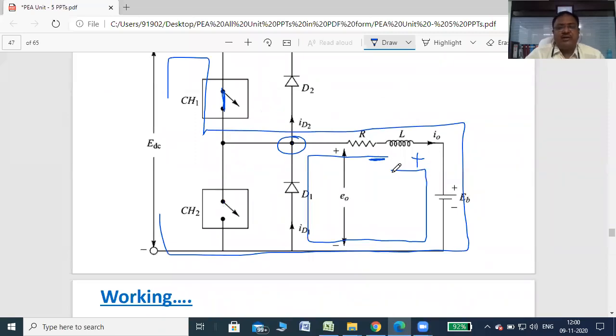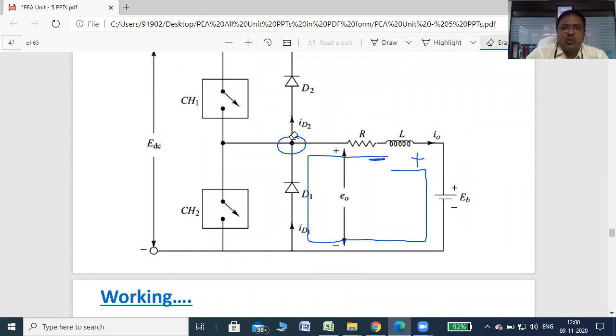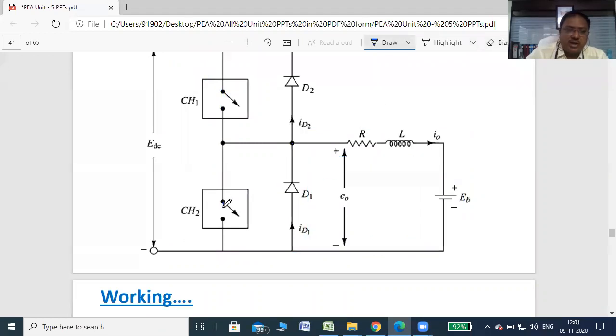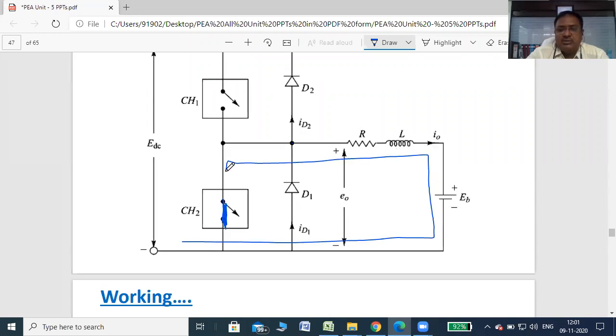Okay, at point R, what happens? Whenever the inductor releases the total energy, then chopper 2 turns on. Chopper 2 turns on, so the polarity of voltage, everything changes. Chopper 1 is off and chopper 2 turns on. What happens due to chopper 2 turning on? The current starts to flow from the negative terminal of the battery, then EB, then L, and then the diode.